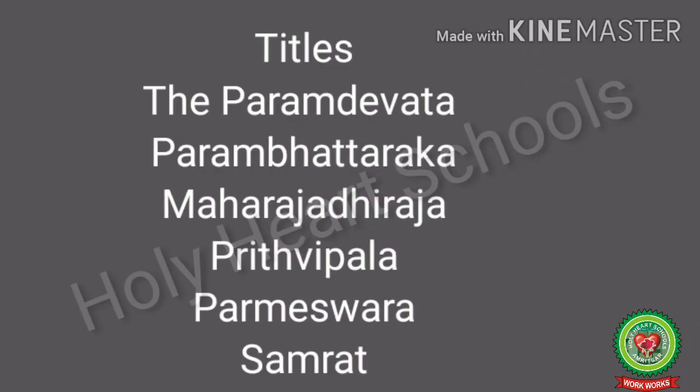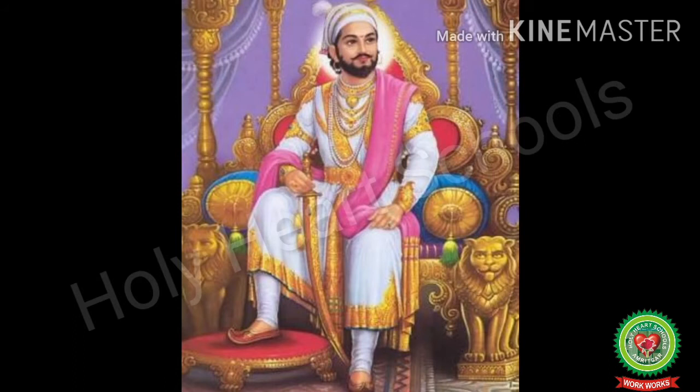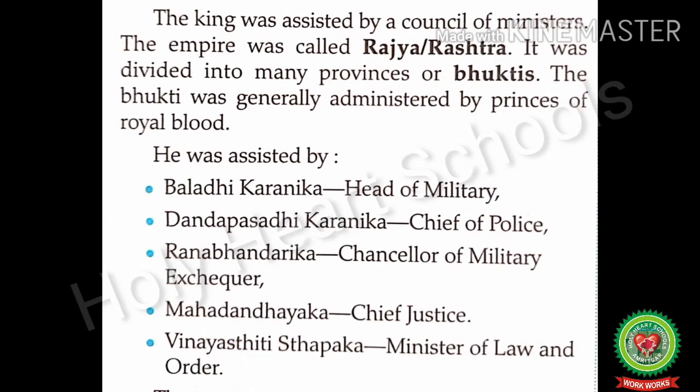The Gupta kings liked to adopt titles like Param Devta, Param Bhatrak, Maharaj Diraj, Prithvipal, Parmeshwar, Samrat, etc. So, students, there was a tradition under the Gupta Empire to select the eldest son of the king as the Yuvraj. Let's read further. The king was assisted by a council of ministers. The empire was called Rajya or Rashtra.